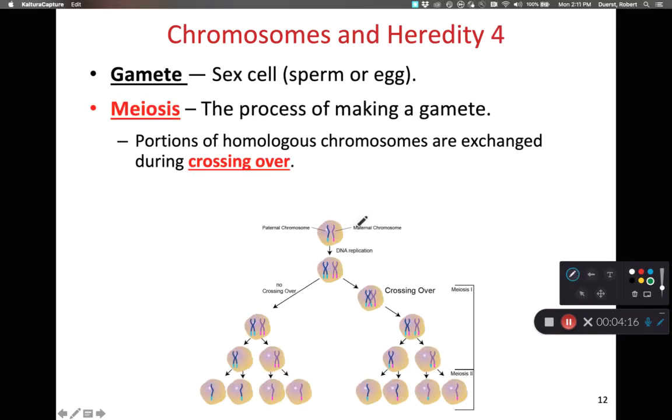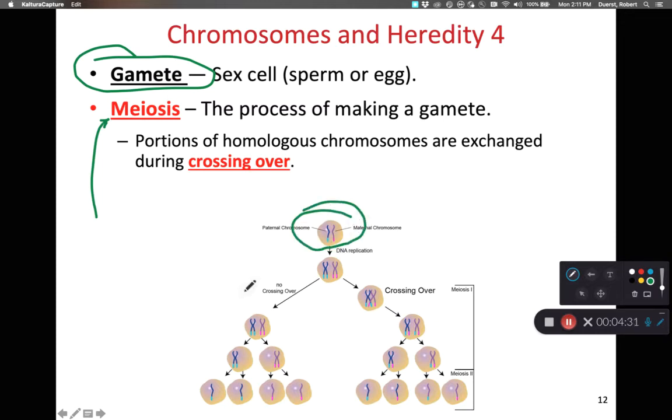This process of making the sperm or the egg is referred to as meiosis. Just to review again, that sperm or egg can be called a germ cell. Oftentimes, though, it's also going to be called a gamete. We start off with that parental chromosome, and that parental cell is going to duplicate its chromosomes so that we have a chromosome from dad and a chromosome from mom.